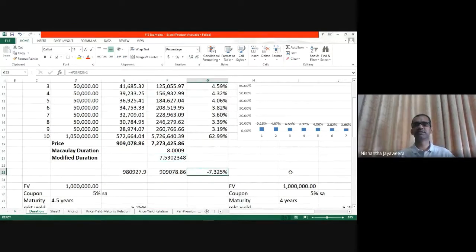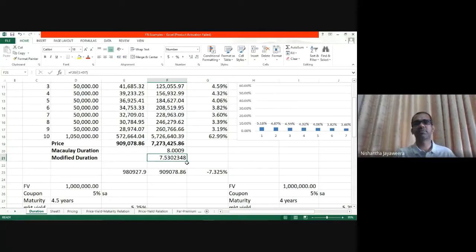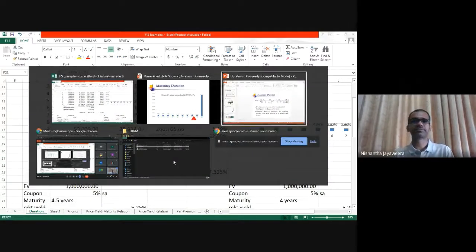Actual change is 7.325%. So that's why it says modified duration gives you an approximate percentage change. It won't give you the exact change, but it will give you an approximate change.